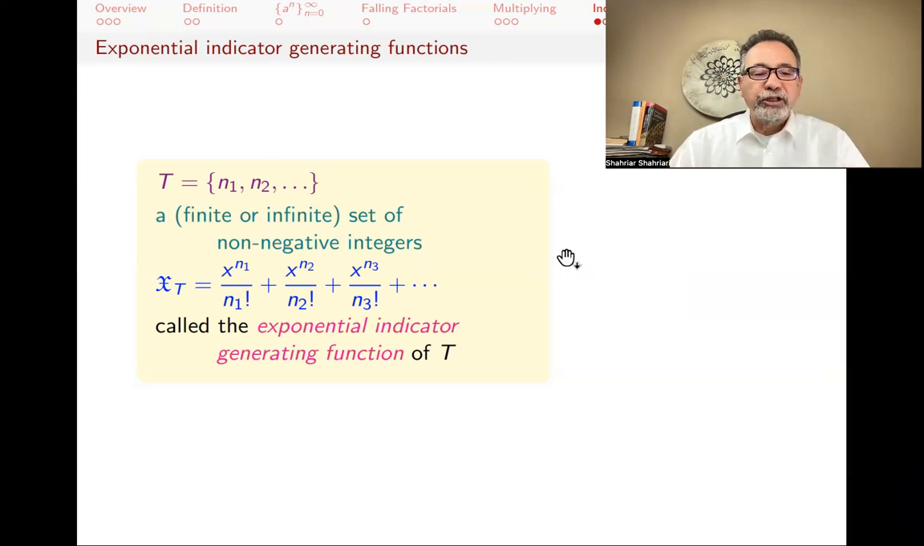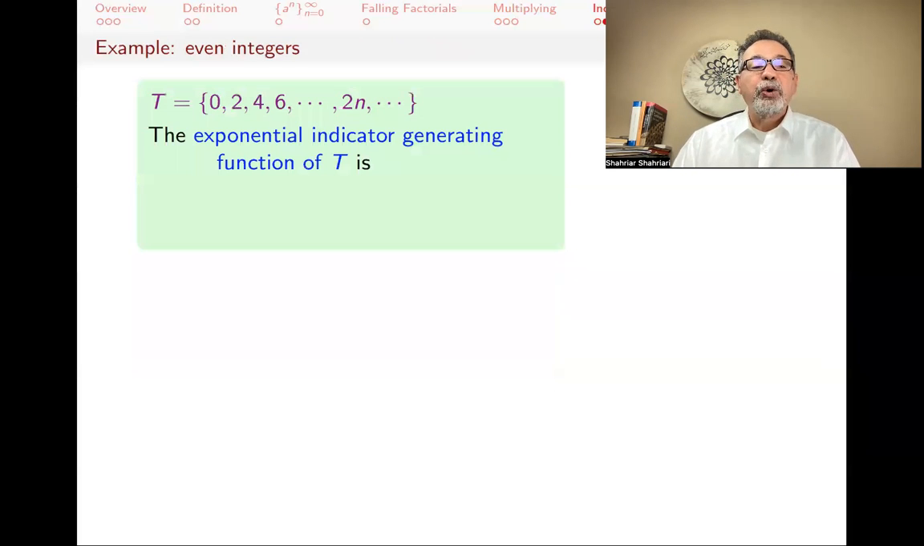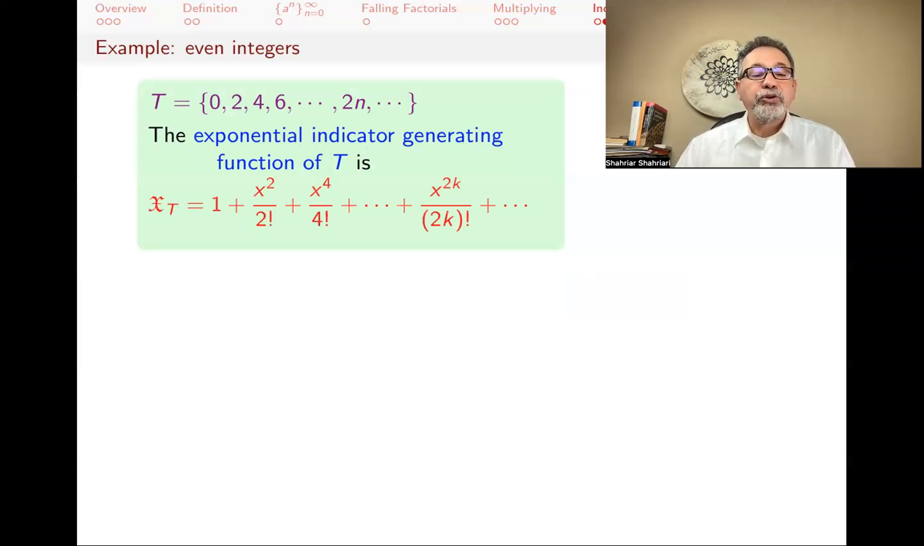So you can turn this into an exponential generating function if you want of a set that consists of a whole bunch of ones and zeros. But I don't want to do that at this point. So for example, here's a set of even integers, even non-negative integers. What is the exponential indicator generating function of that? So by definition, you just keep the powers that you have in your set. So you have x to the 0, x squared, x to the 4th, x to the 2k, but you divide them by the appropriate factorials. Okay, does this have a closed form?